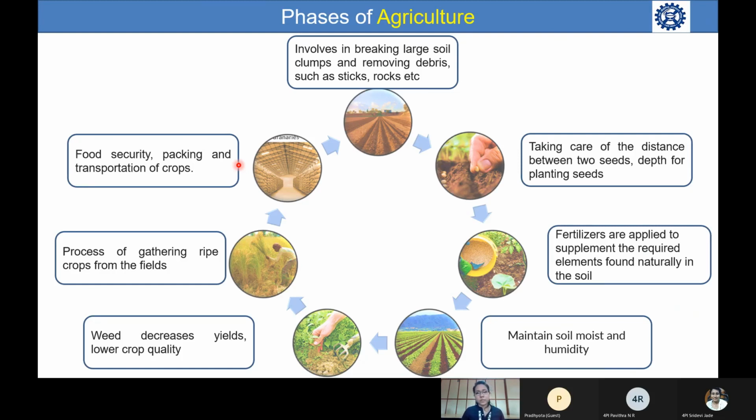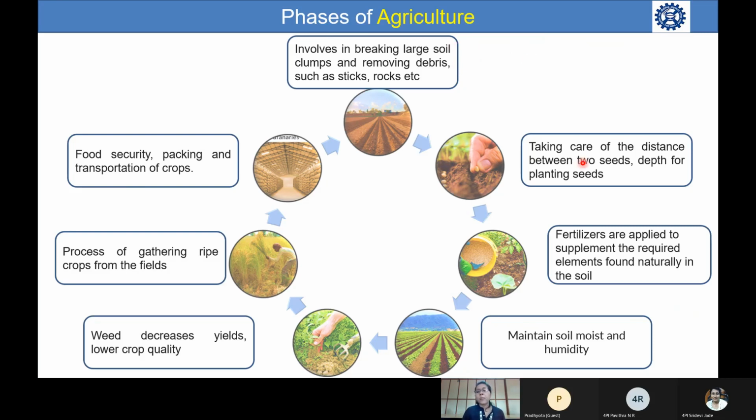So first I will give the example of agriculture. You may not be familiar with the phases of agriculture, so I will tell you what they are, and then I will explain how we can use AI in each phase or some of the phases. The first phase is preparing the soil. If the soil has large clumps, then the farmer needs to break those large soil clumps. If there is debris like sticks and rocks, that needs to be removed from the soil to prepare it. This is the first phase, known as soil preparation.